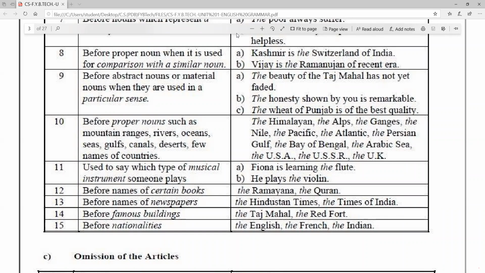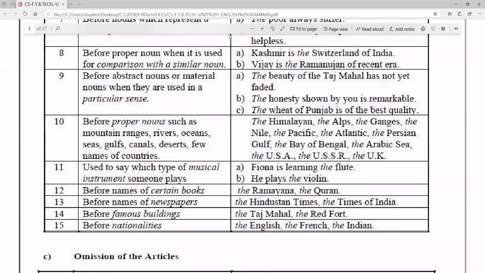Okay. Then 11th one, used to say which type of musical instrument someone plays. So before the names of the musical instruments also, we use article the. For example, Fiona is learning the flute. Fiona काय करते आहे? तर फ्ल्यूट शिकते, बासरी वाजवायला शिकते. So here flute is the musical instrument. So before flute we have to use article the.